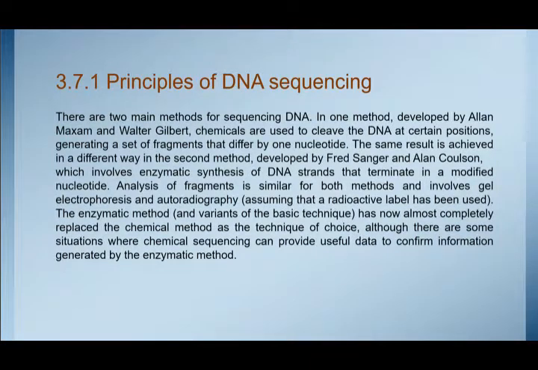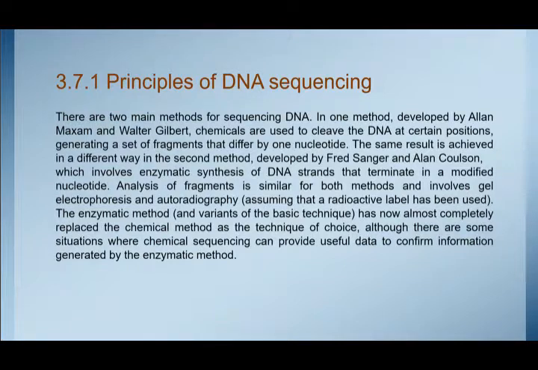There are two main methods for sequencing DNA. In one method, developed by Allan Maxam and Walter Gilbert, chemicals are used to clip the DNA at certain positions, generating a set of fragments that differ by one nucleotide. The same result is achieved in a different way in the second method, developed by Fred Sanger and Alan Coulson, which involves enzymatic synthesis of DNA strands that terminate in a modified nucleotide.